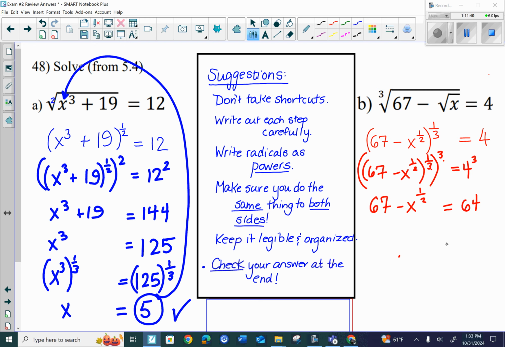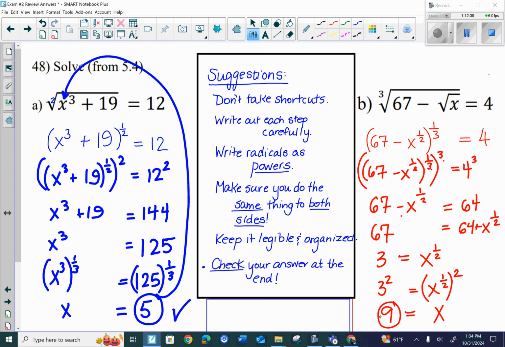Okay. Now I don't like having a negative on my x, so I'm going to add x to the 1/2 to that side. 64 plus x to the 1/2. I'm going to add it to this side too and get 67. Then I'm going to subtract 64 from both sides, and I get 3 equals x to the 1/2. Now really what we're asking is what the square root of a number gives me 3, and I happen to know that's 9, but you know, walk it out if you don't see it. In order to get rid of that 1/2 power, we would raise both sides to the 2nd. And I get x is equal to 9.